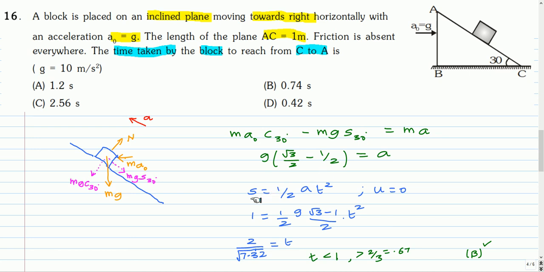The equation of motion is s equal to ut plus half at square. Since u is 0, it starts from rest at this point, it's half at square. A is known from here. So from this we get the value of t as 2 divided by square root of 7.32. Square root of 7.32 is 2 point something, because square root of 4 is 2 and square root of 9 is 3. So this is between 2 and 3. So this time should be less than 1 and greater than 2 by 3. So it should be greater than 0.67 and less than 1. So the correct option is option B.